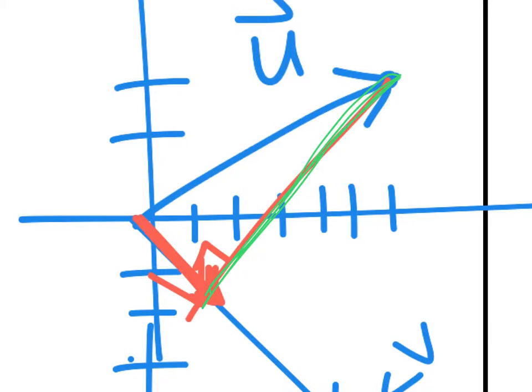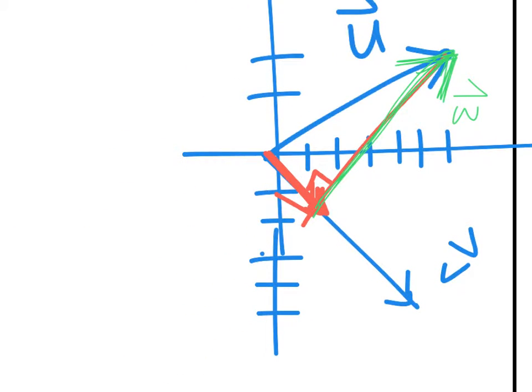Let's call this green vector, let's say W. So we can say that the projected vector, the projection of U onto V, plus the W vector has to equal the U vector.